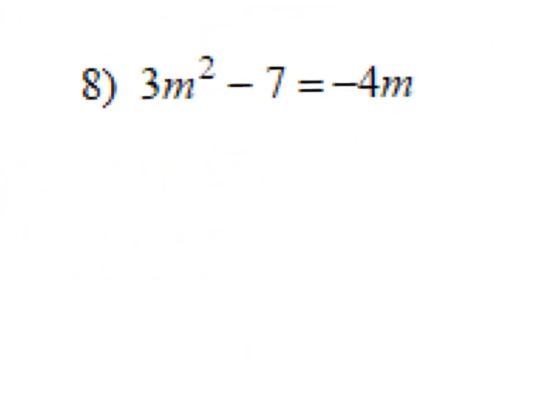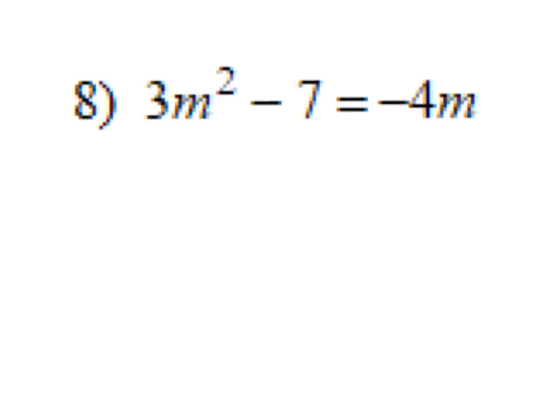Okay, on number 8, again, we're going to set equal to 0 by moving this -4m over to the other side.